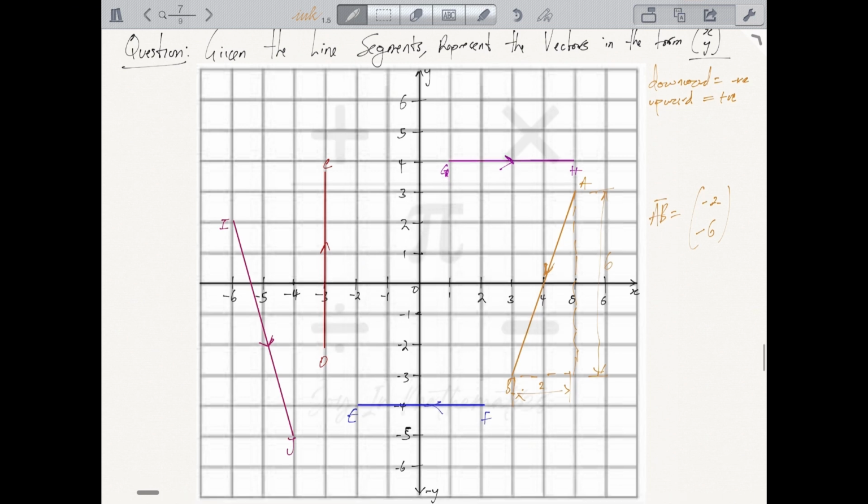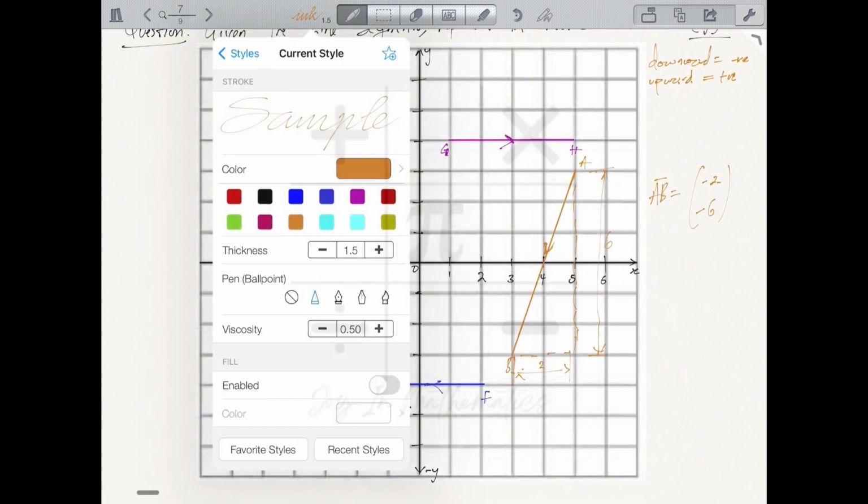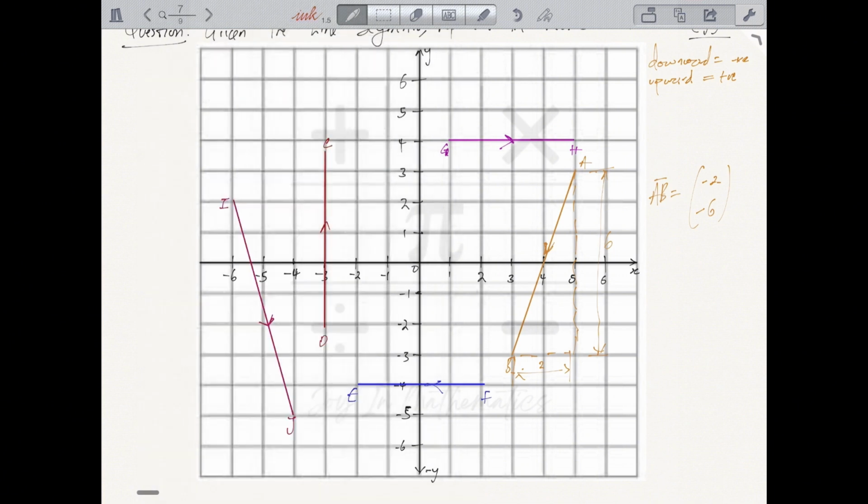Let's move on to vector CD. We just evaluate how many units on the x and how many units on the y. If you look at vector CD, we can see that it doesn't have any unit on the x, so the x unit is equal to 0. However, the y has a total of 6 units. So vector CD is equal to x unit 0, y unit 6.